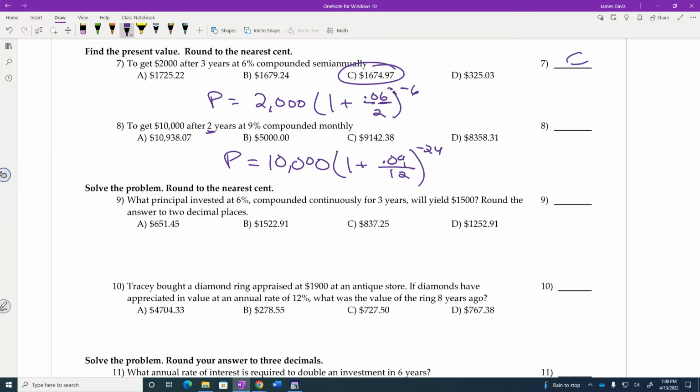Don't forget that negative, or else you'll get a bigger number. If you forgot the negative, I'm guessing you would get that one. But we want a smaller number, 8358.